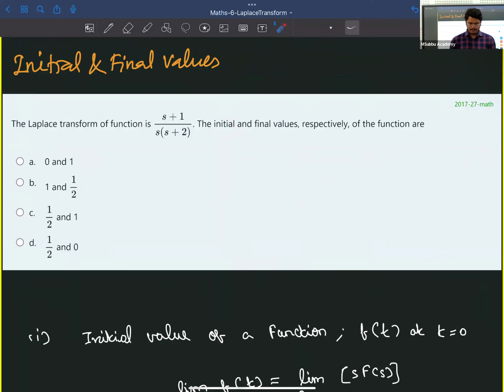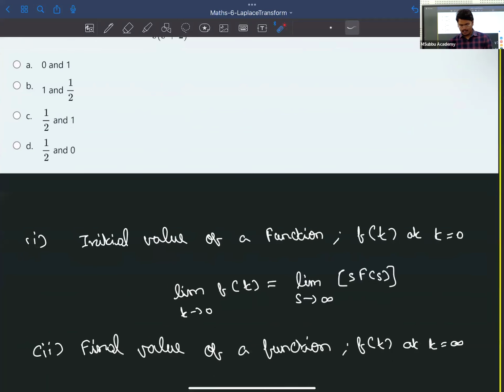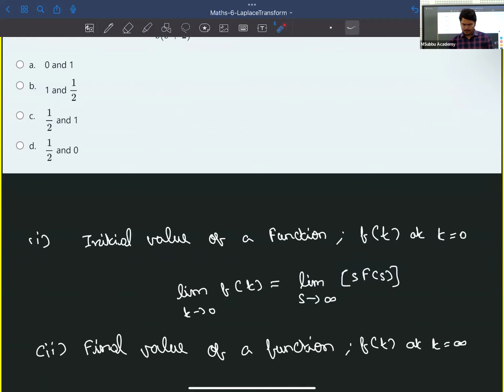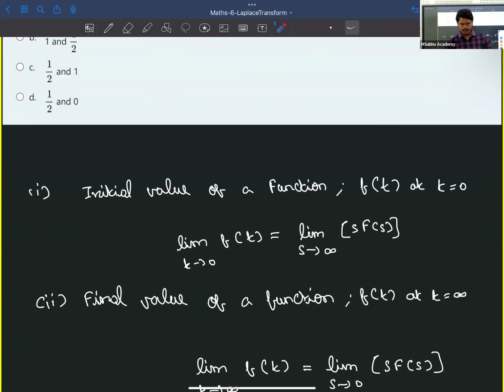So the next topic is Laplace transform, initial and final value. There we have to find the initial and final values. So if a function is s plus 1 by s into s plus 2. So initial value of function, f of t at t equal to 0: limit t tends to 0 f of t is equal to limit s tends to infinity s into f of s. What is f of s? Laplace transform of that particular function f of t.